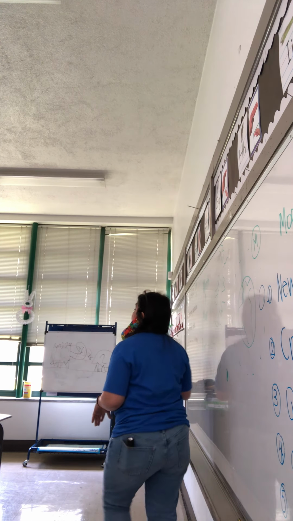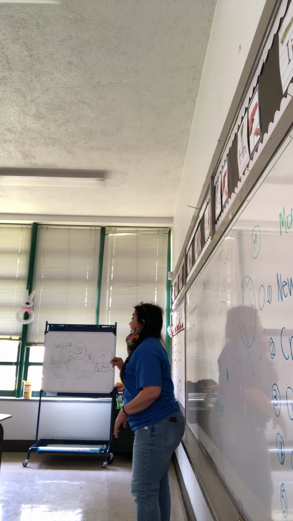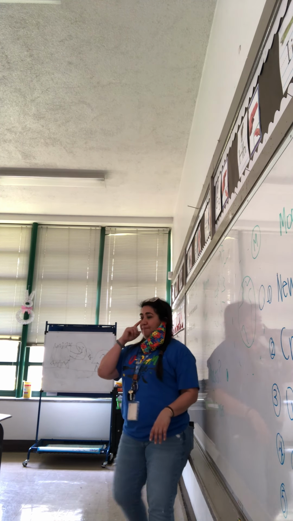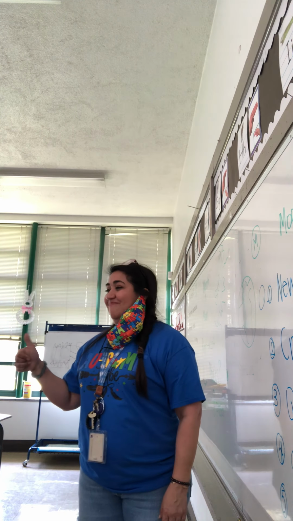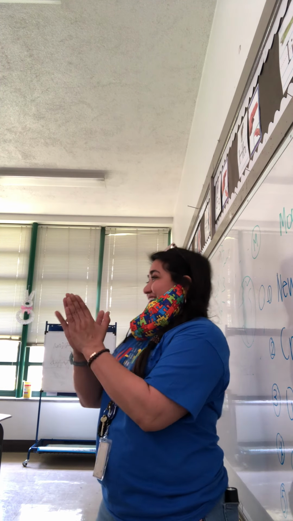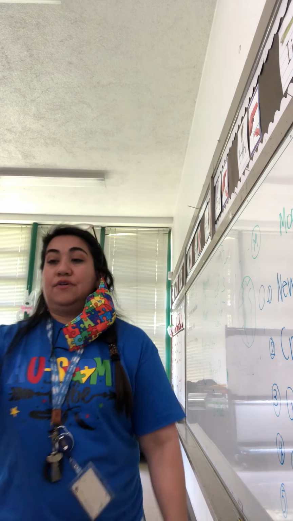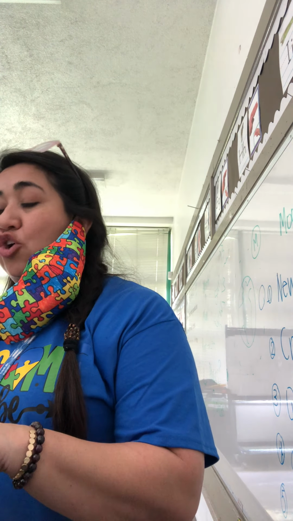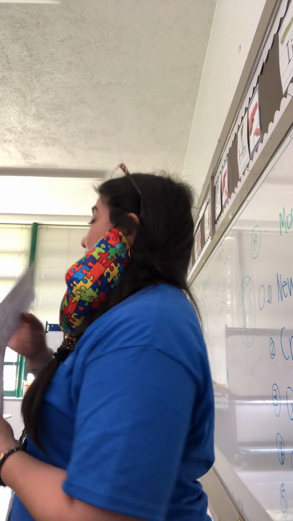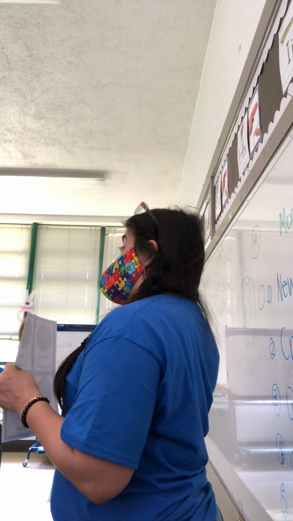Nico, what letter does moon start with? M. Look, M. Woo, you did it. Good job. Now the next one, let's move. The next one is the crescent moon, and it's the waxing crescent. Good job.